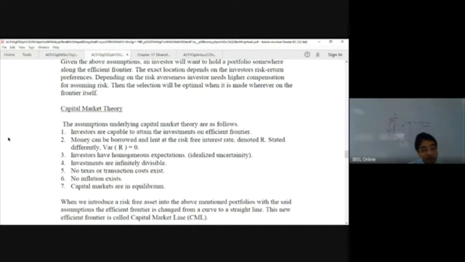But it never happens in the normal market. You can't borrow at risk-free rates. So that is not a possibility. But anyway, we assume in that manner under the capital market theory: borrowed and lent at the same risk-free rate. And you all know in the market, it never happens, borrowing and lending at the same rate. You can't do that. But in capital market theory, we assume that. And at the same time, variance of the risk-free return is 0.